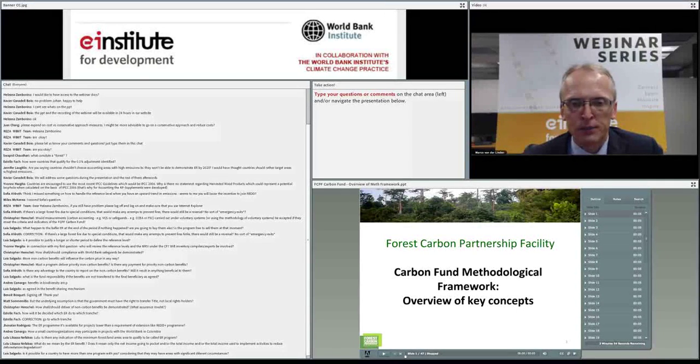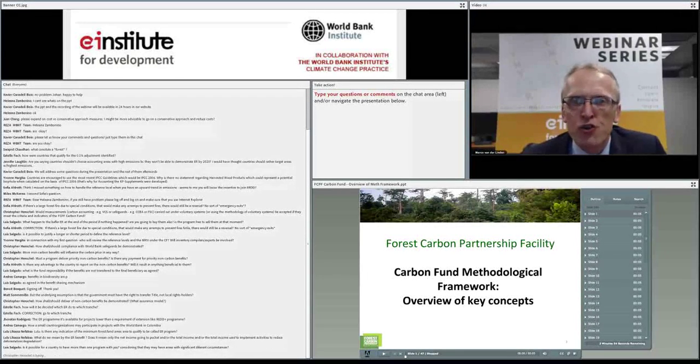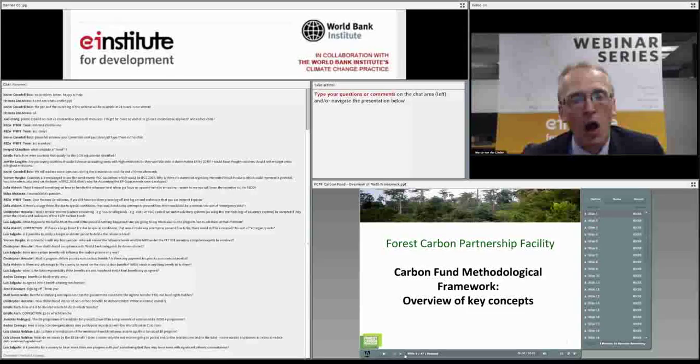The size of a district or a kabupaten in Indonesia might be the same as a small country in Central America. So there's no hard boundary. What I would encourage you is to go to the FCPF website. If you go to the Carbon Fund meetings, all the ideas that have been presented to the Carbon Fund so far are public. There you will find the pins in the presentations. And that will give you some ideas of the sizes that countries are thinking about.